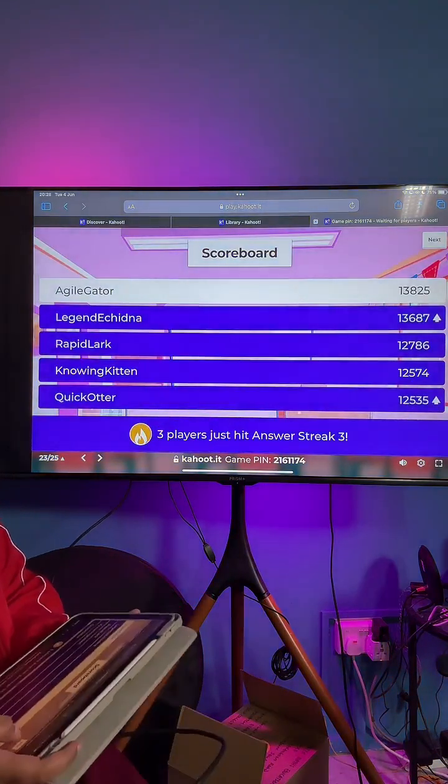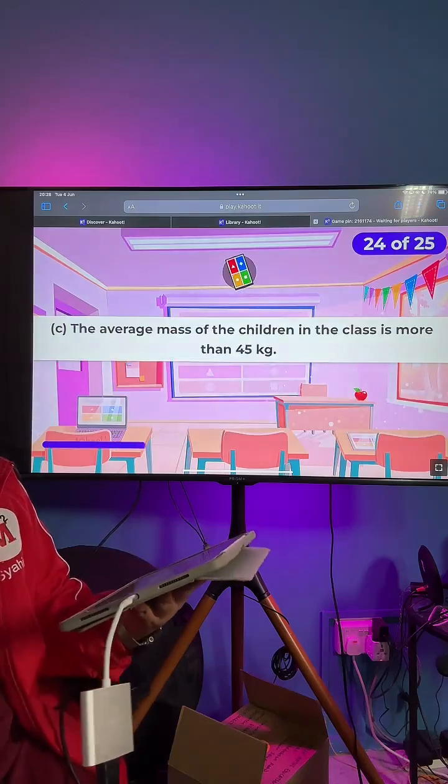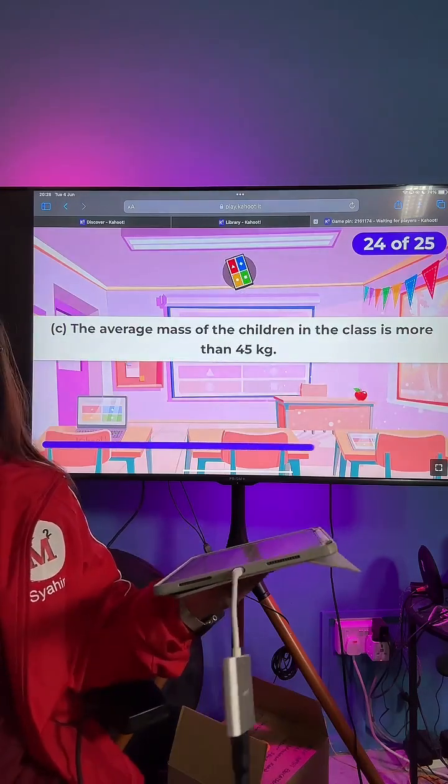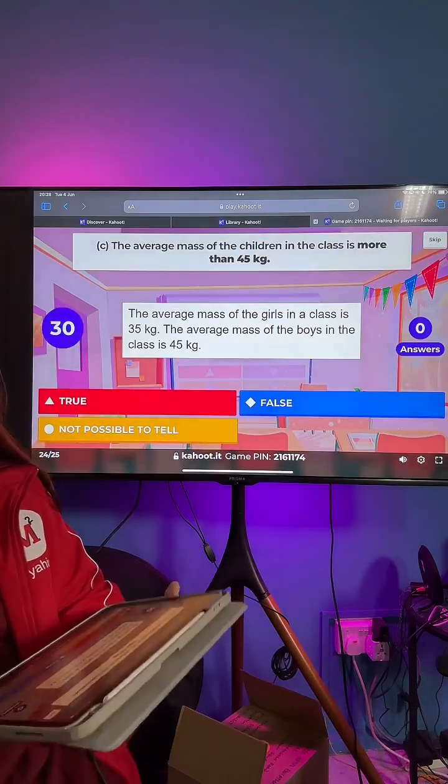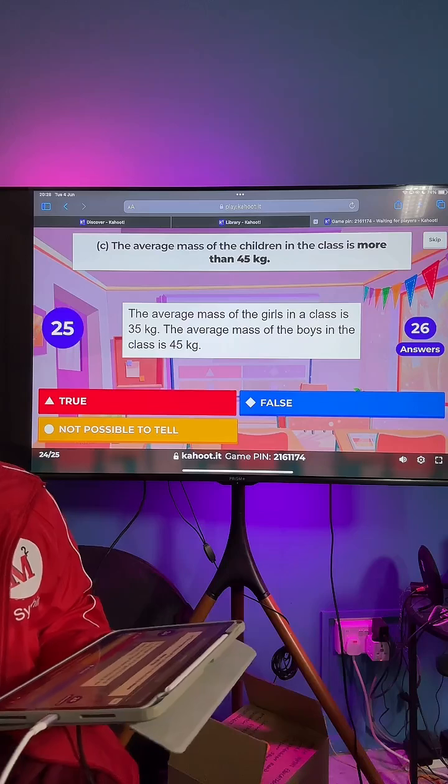Okay, Agile Gator still up and running. Not bad. Okay, last one already. The average mass of all of them is more than 45 kg, more than the boys. Is it true, false, or not possible to tell? Just now I mentioned already. Try that.